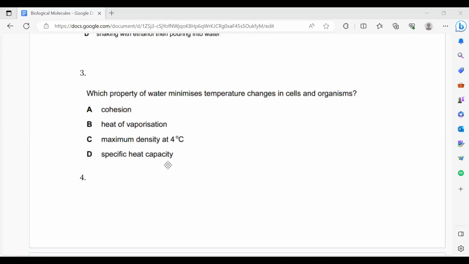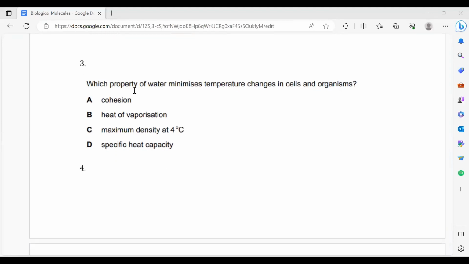Now, moving on to number 3, which property of water minimizes temperature changes in all cells and organisms? For this, let's go through all of the options and see what each property of water does. Cohesion is the property of water by which it is attracted to other water molecules, so it's attraction between similar objects. Heat of vaporization is the amount of heat that is required to change water from a liquid state to a gas state. And maximum density at 4 degrees Celsius is the property that water has the most density at 4 degrees Celsius. All of these properties that I've discussed so far do nothing to minimize temperature changes in cells and organisms. So the option cannot be A, cannot be B, and cannot be C because they are not related to temperature by any means.